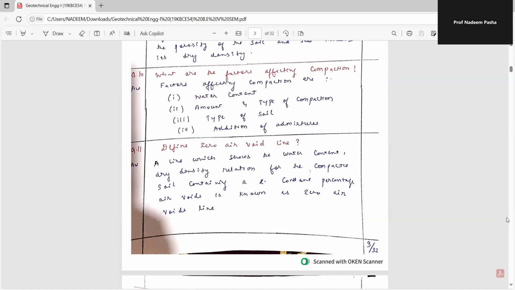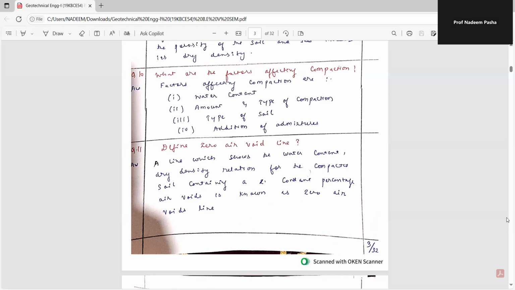What are the factors affecting compaction? The factors affecting compaction are water content, amount and type of compaction, type of soil, addition of admixture. Number one, water content. Number two, amount and type of compaction. Number three, type of soil. Number four, addition of admixtures.